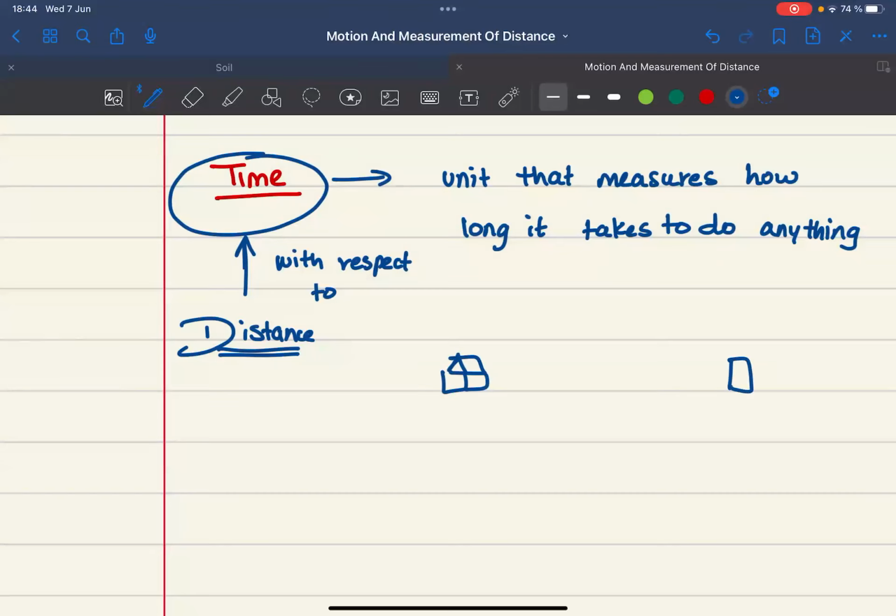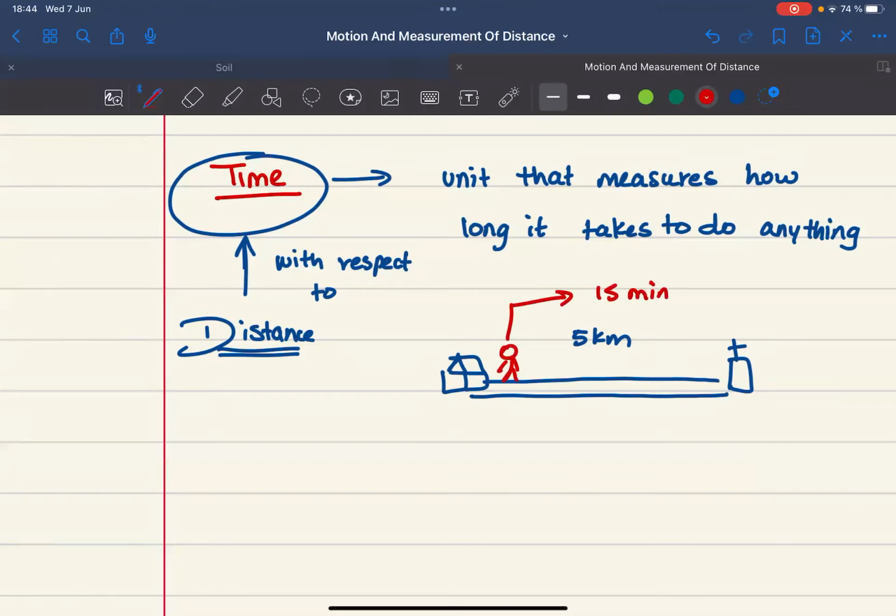having your school here, or you're having a hospital here. This is 5 kilometers far away. You're using a scooter to go. Okay. When person A might take 15 minutes to reach, whereas person B might take 30 minutes to reach, but the distance covered is the same, right? Same 5 kilometers only, but why are they taking different time?